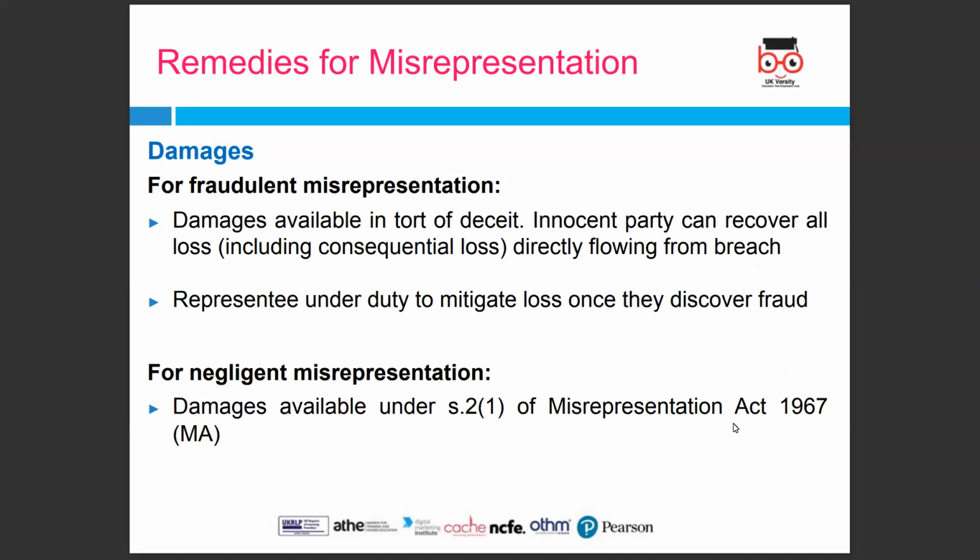Damages for fraudulent misrepresentation. Damages are available in the tort of deceit. The innocent party can recover all loss, including consequential loss directly flowing from the breach. The representee is under a duty to mitigate loss once they discover fraud. An award of damages is the most commonly sought after remedy for misrepresentation. Although rescission is effective in releasing the parties from their obligations under the contract, there are often circumstances in which the damage caused goes beyond the contract in question. In this case, damages are an effective remedy.